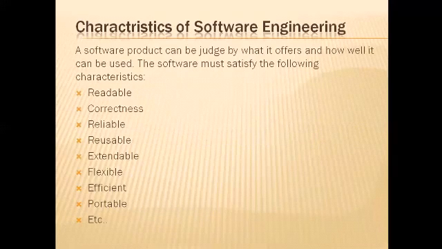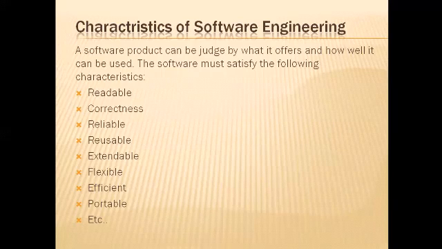There are some characteristics of software engineering. A software product can be judged by what it offers and how well it can be used. The software must satisfy the following characteristics. We are studying software engineering for developing the best product, and the product should have these characteristics to be a good product. We will read them one by one. The first one is readable. The software product should be readable for any developer.